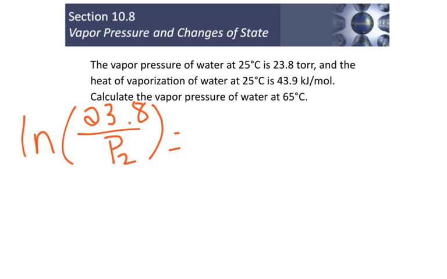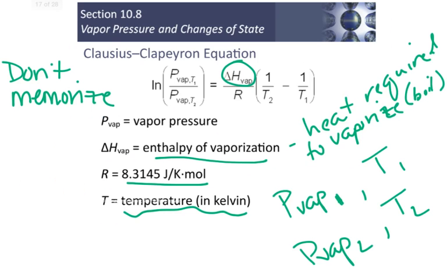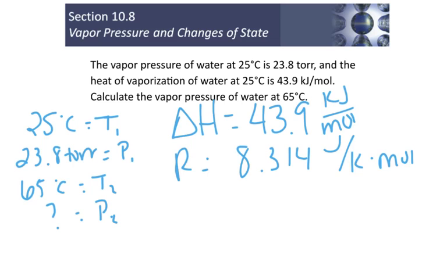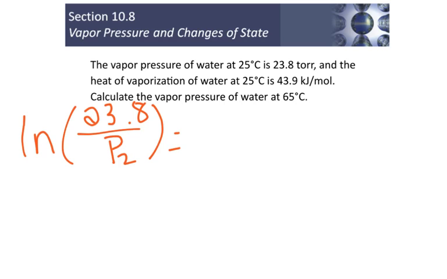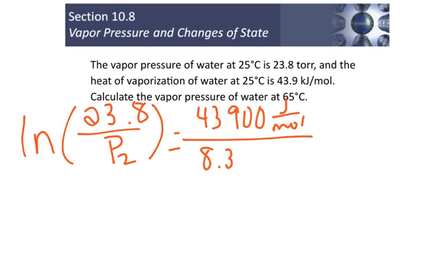Well, delta H was given to us in kilojoules per mole, but R is in joules, so we need to get them both to the same thing. It's easier to just convert the delta H, so 43.9 kilojoules per mole is 43,900 joules per mole, and that's over R, which is 8.314 joules per Kelvin mole. And then this is multiplied by the 1 over the temperatures.